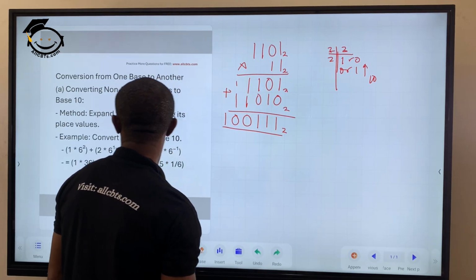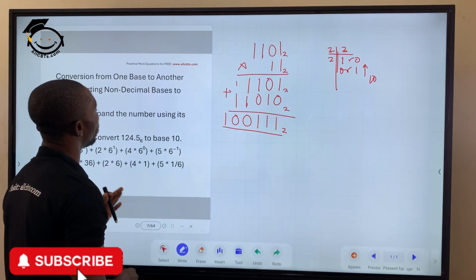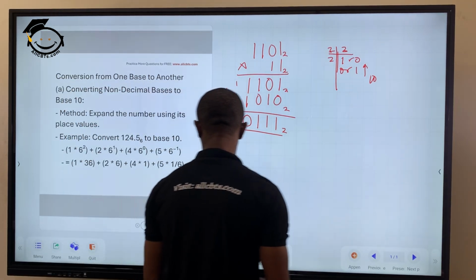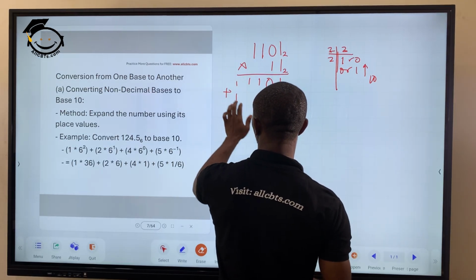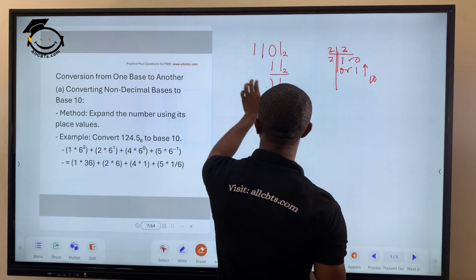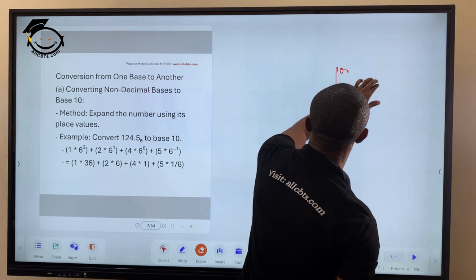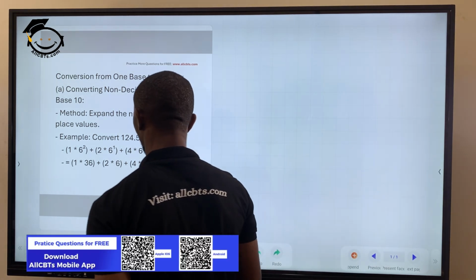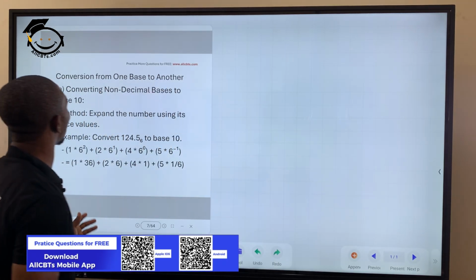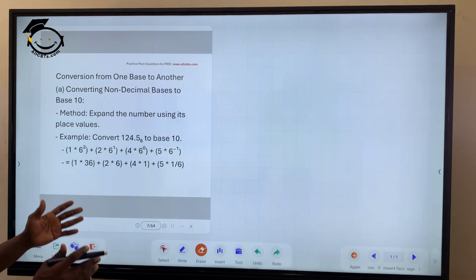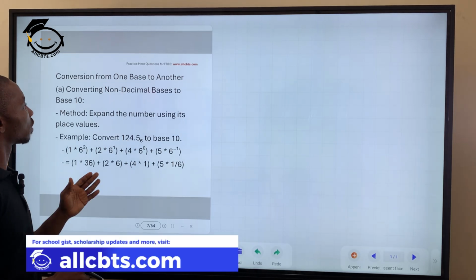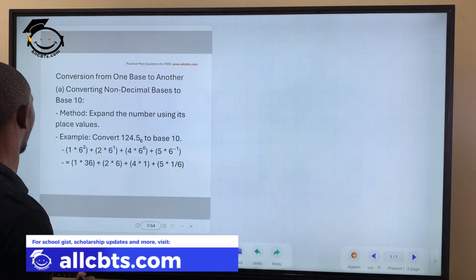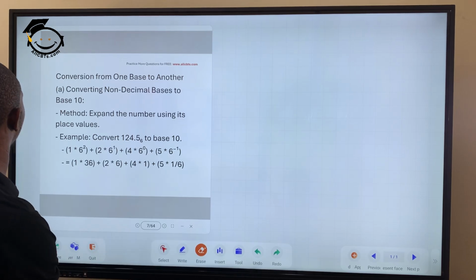Okay, next we'll be looking at converting from one base to another base. So far we've looked at the addition, subtraction, and multiplication of base systems. Now, we'll be looking at converting from one base to another base. First is converting non-decimal bases to base 10.